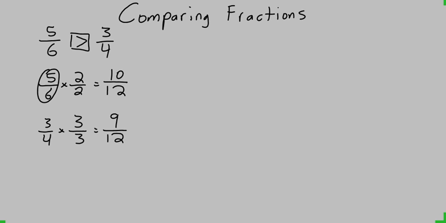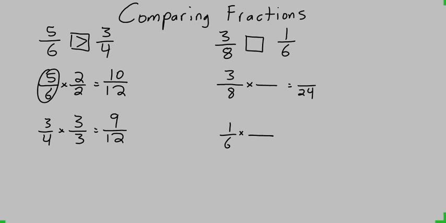If I give another one, if we go with 3/8 compared to, let's use 1/6 again. So if I look, what is the lowest number that 8 and 6 go into? Well, I know 24 works. And so I'd end up with 3/8 multiplied by a number gives me a denominator of 24, and I know that 1/6 times a number would give me a denominator of 24.